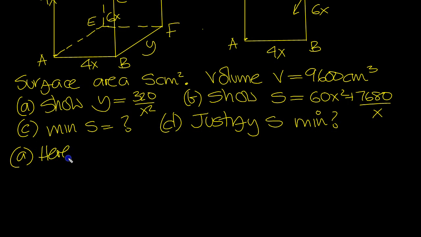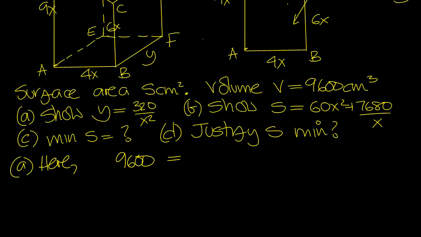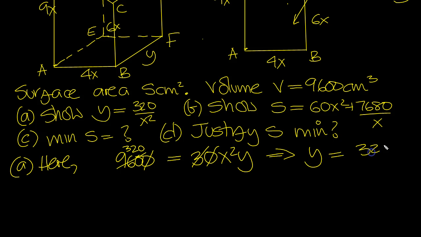So for part A then, 9600 is equal to 30x squared y. So it tells us that 3 goes into 960, 320. So y is equal to 320 over x squared, which is what we wanted to show.